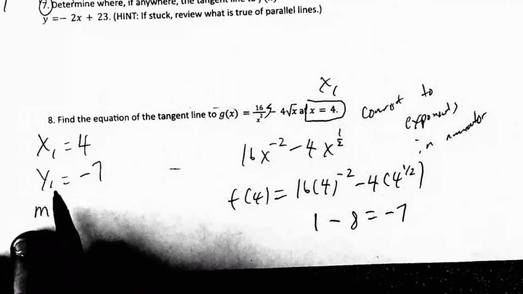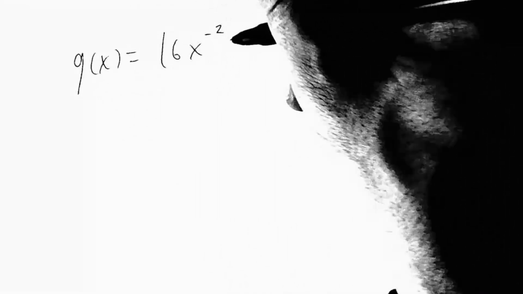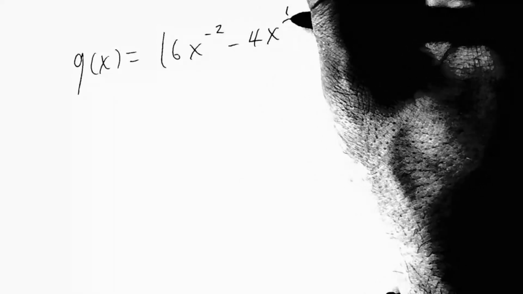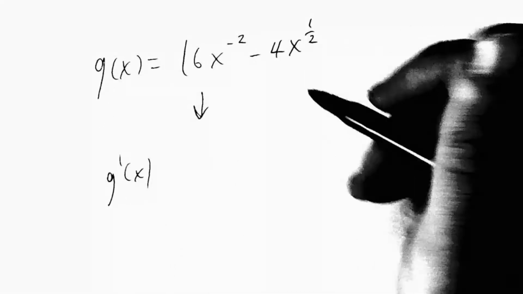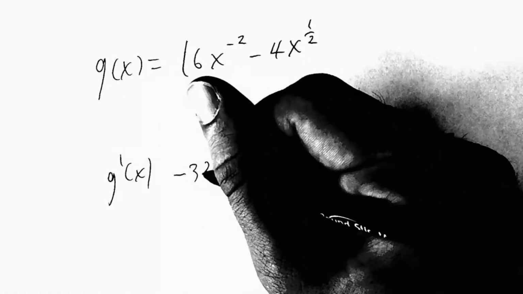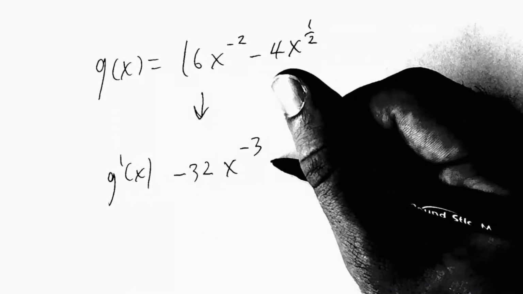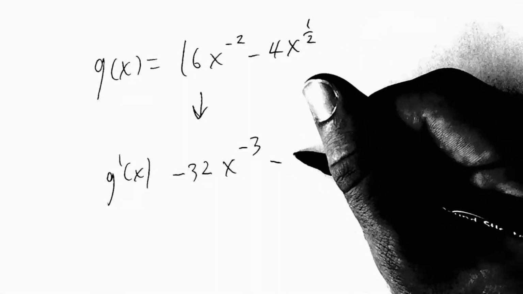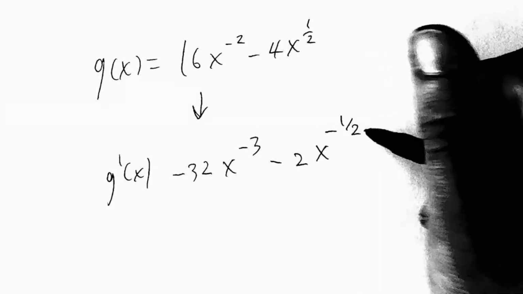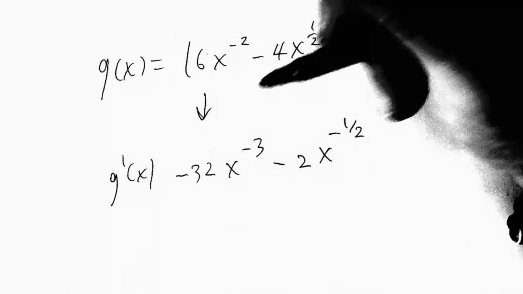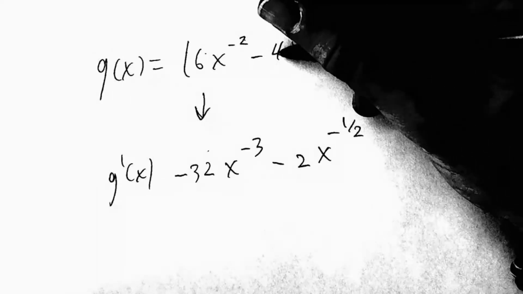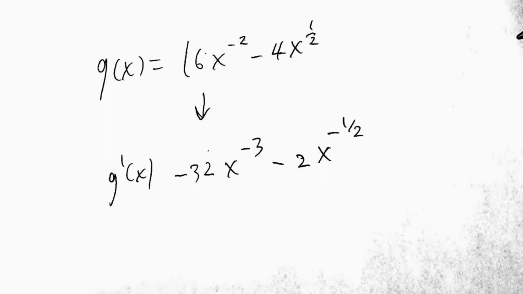Okay, so we've got x1. You get y1 by plugging it in. And then for m, I'm going to rewrite it here. So our original equation with the good exponents is g of x equals 16x to the negative second minus 4x to the 1/2. We're going to take the derivative here. So the derivative is negative 32x to the negative third minus 2x to the negative 1/2. All I did there was negative 2 times 16 is negative 32, and then minus 1. And then 1/2 times negative 4 is negative 2, minus 1 is negative 1/2.